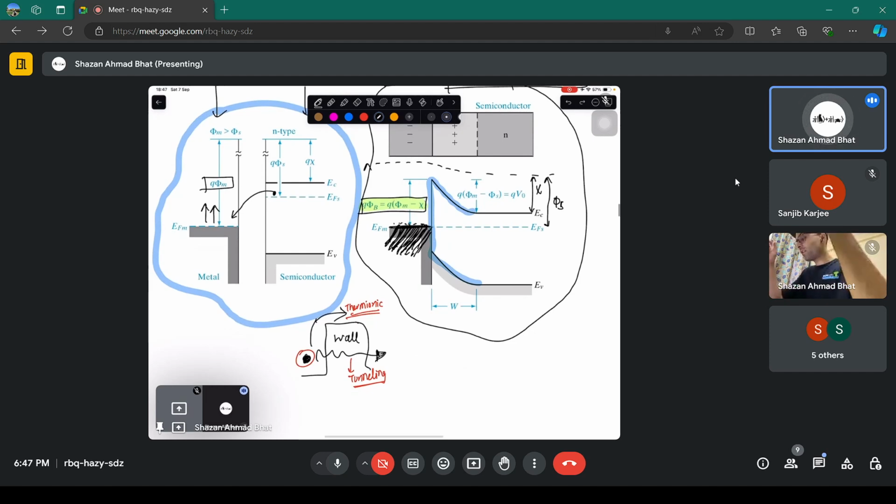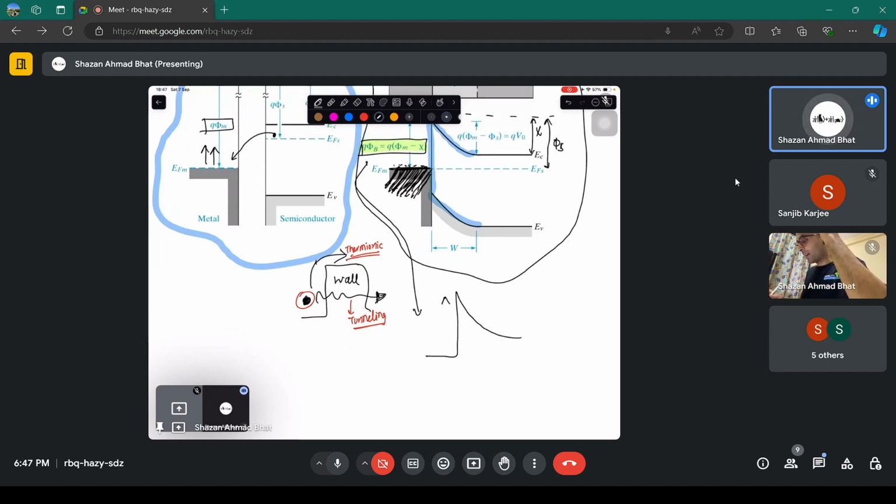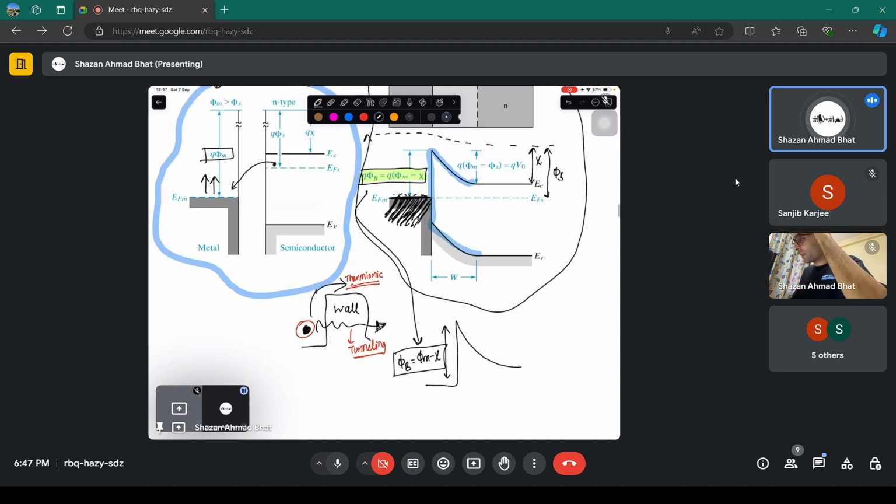It's just a simple geometrical thing, you can show it, but these are all energies, these are not geometrical quantities. And you can show that this barrier height, if you write it in terms of potential, just neglecting the q's, because if you multiply it with q, this is the potential energy, is phi b equals the work function of the metal minus the electron affinity of the semiconductor. This is the electron affinity of the semiconductor.